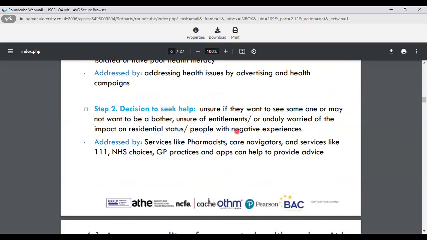They don't know what benefits they would be on, or are unduly worried about the impact on residential status. People who've had negative experiences, their decision to seek help really differs compared to those who know their status, who are obviously well literate, and know what their rights are. This could be addressed by services like pharmacists and care navigators, so you don't have to go to the GP every time. There'll be care navigators coming to you, services like 111, NHS Choices, the GP practice, and applications that can help to provide advice.